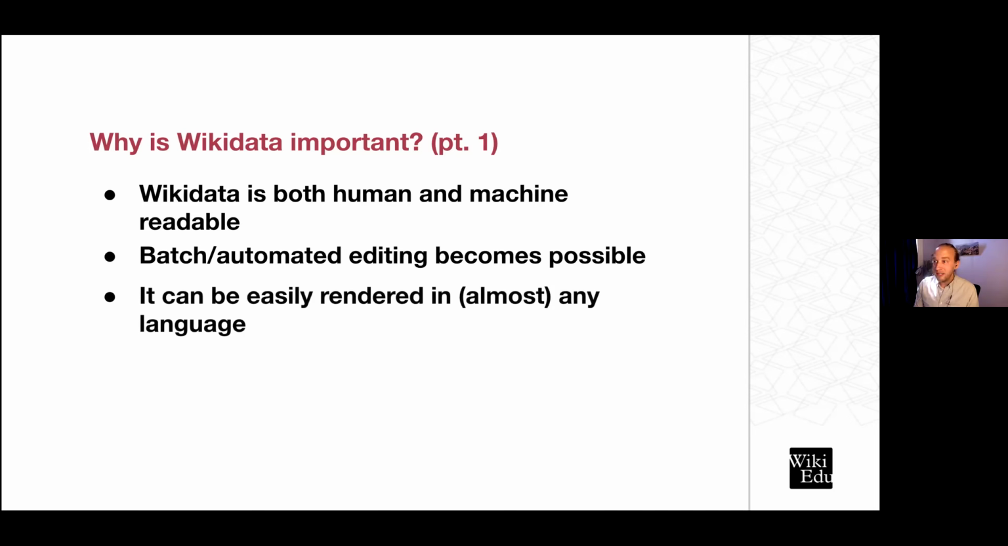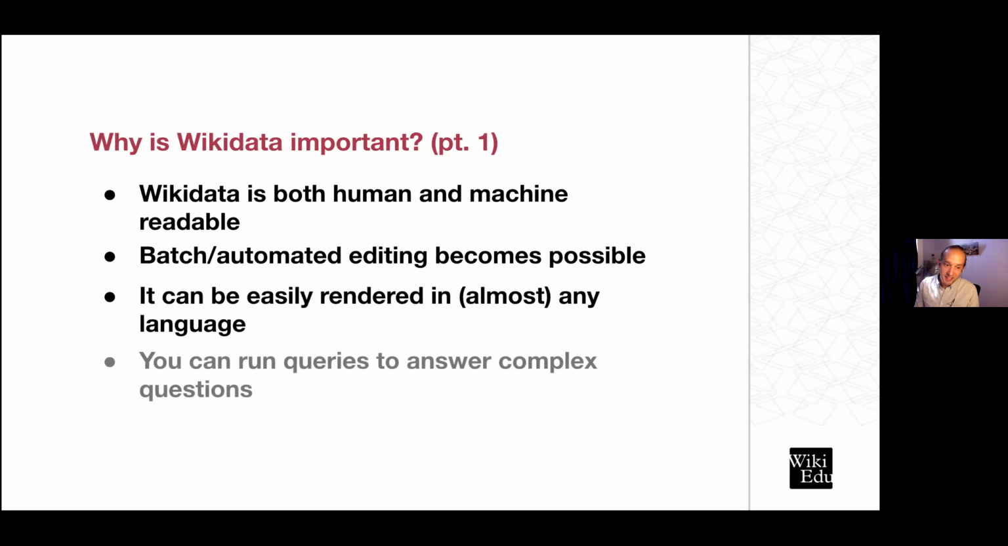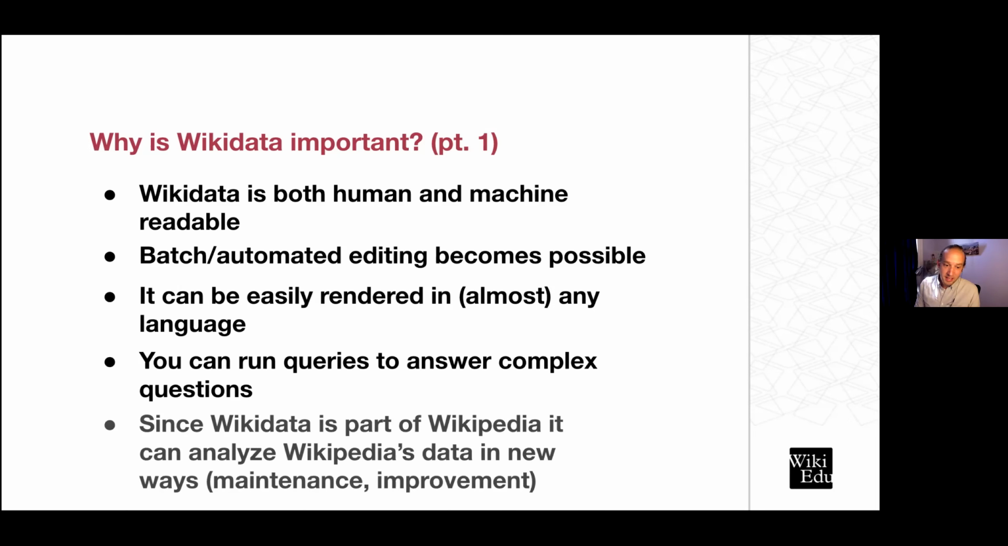It can be easily rendered in any language. So through quick translation, it can exist across any language that you can imagine. And you can also run queries to answer very complex questions. So as you can imagine, representing the entire world as linked data will yield some insights that don't yet exist. So we're learning how to ask these complex questions of Wikidata. And since Wikidata is part of Wikipedia, it can analyze Wikipedia's data in new ways, either for maintenance or improvement. And we'll get to more about that in a little bit.